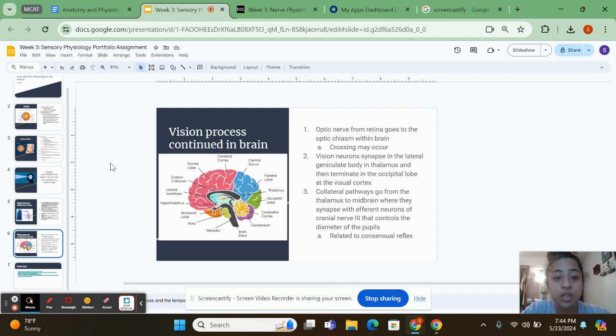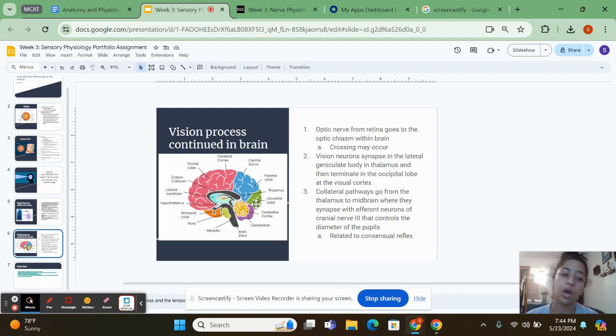Once it gets to the brain, the optic nerve from the retina will go to the optic chiasm within the brain, and crossing over may occur. So what this essentially means is there's a nasal side of the eye and then the temporal side. So any of the rays that entered from the nasal side, those will cross in the chiasm, but the temporal side, they will not cross. So there's a mixture essentially. And so the visual neurons will synapse after that in the lateral geniculate body in the thalamus, which is located right here. And then it will terminate in the occipital lobe. And this is within the visual cortex, and this is how the visual is made within the brain.